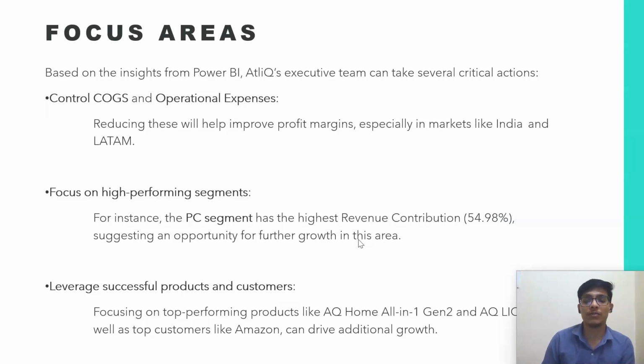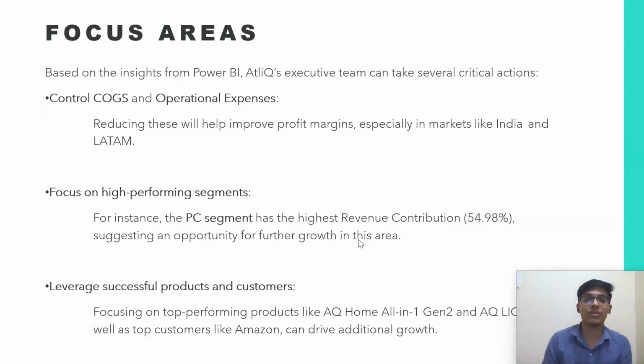We have some focus areas and key recommendations for AtliQ Hardware based on our insights from Power BI. They should control their COGS or operational expenses, which can improve their profit margin, especially in markets like India and LATAM. They also need to focus on high performing segments such as the PC segment, which has the highest revenue contribution of 54.98%, suggesting an opportunity to grow further in this area.